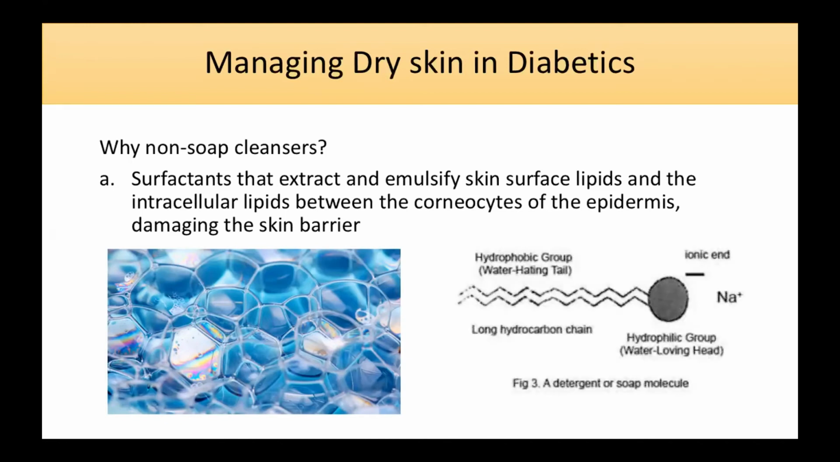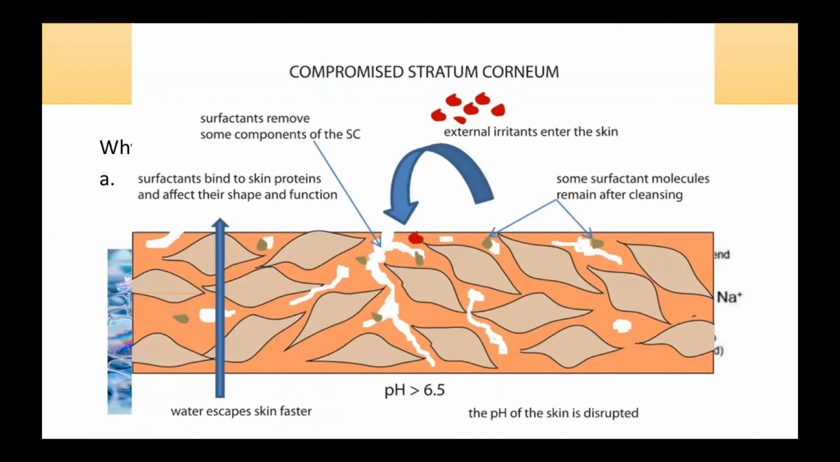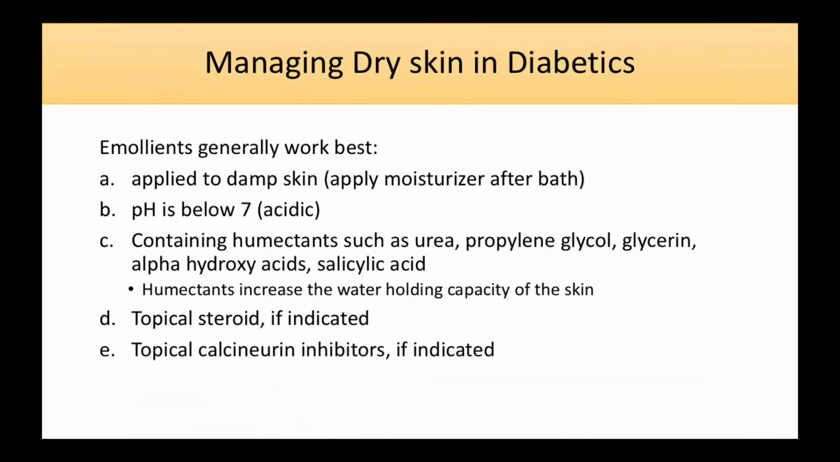All right, so that's why soap is not good. A surfactant, which is one of the ingredients in soap, can remove your stratum corneum, which is the first layer of the skin. If the surfactant binds to the skin protein, it affects the shape and the functions, and then it causes cracks in the skin. So there's loss of skin barrier function.